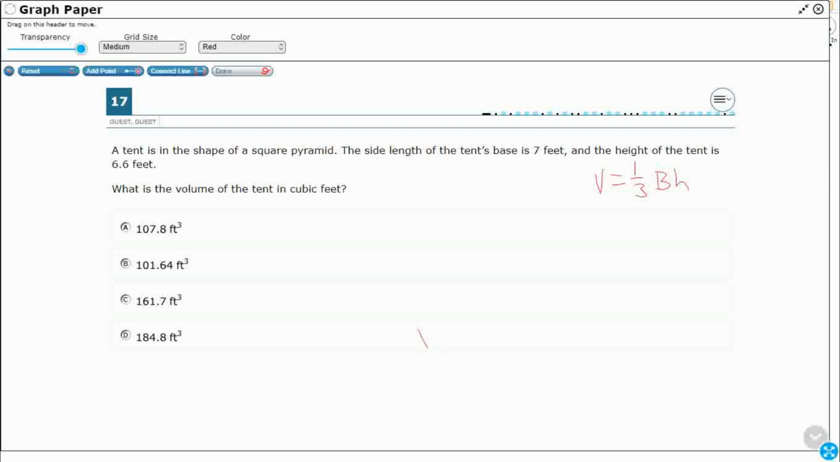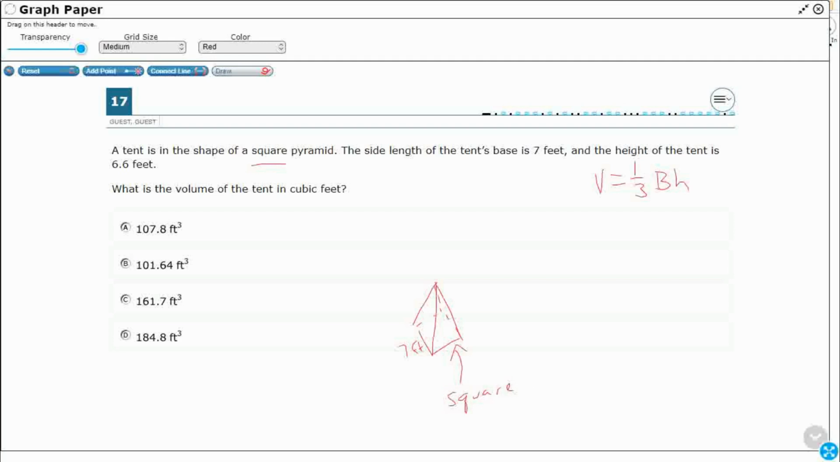Now let's draw a picture here. We're going to draw a square pyramid, and we're going to pretend like it's a tent. There's our square tent. Now, what do we know about this square tent? We have a side length of 7 feet, and since it's a square, we can just put that right there. We know it's 7 feet all the way around. So that's a square base, even though it might not look like a square.